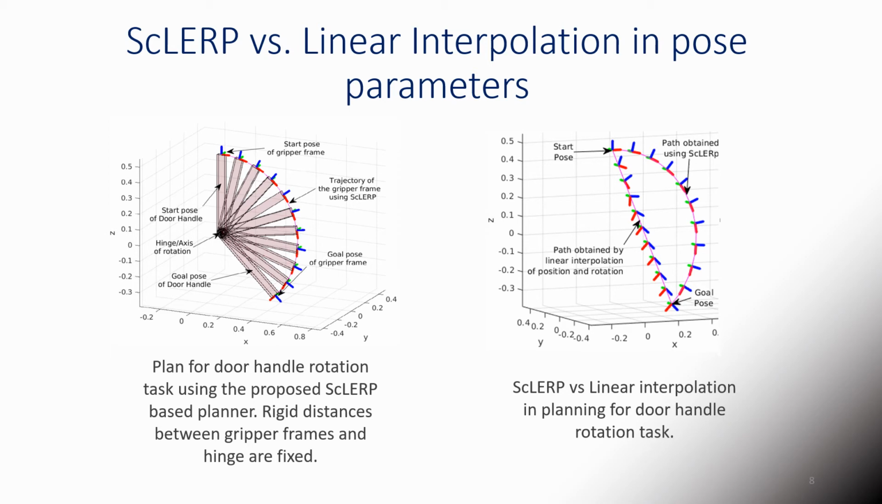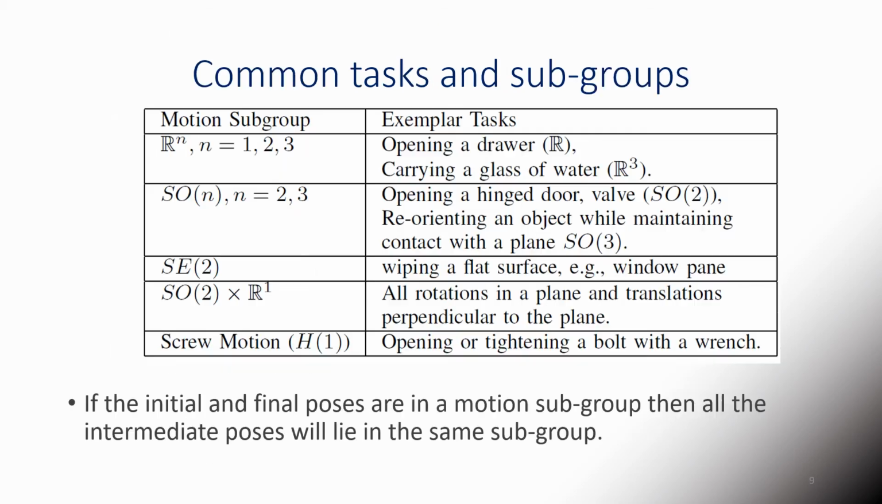On the right-hand side figure, we have compared the two paths computed by the proposed planner and the other planner. As can be seen, the path computed by the proposed planner maintained the circular path, while the path computed by the other planner did not maintain the circular arc, and hence was unable to maintain the task constraints.